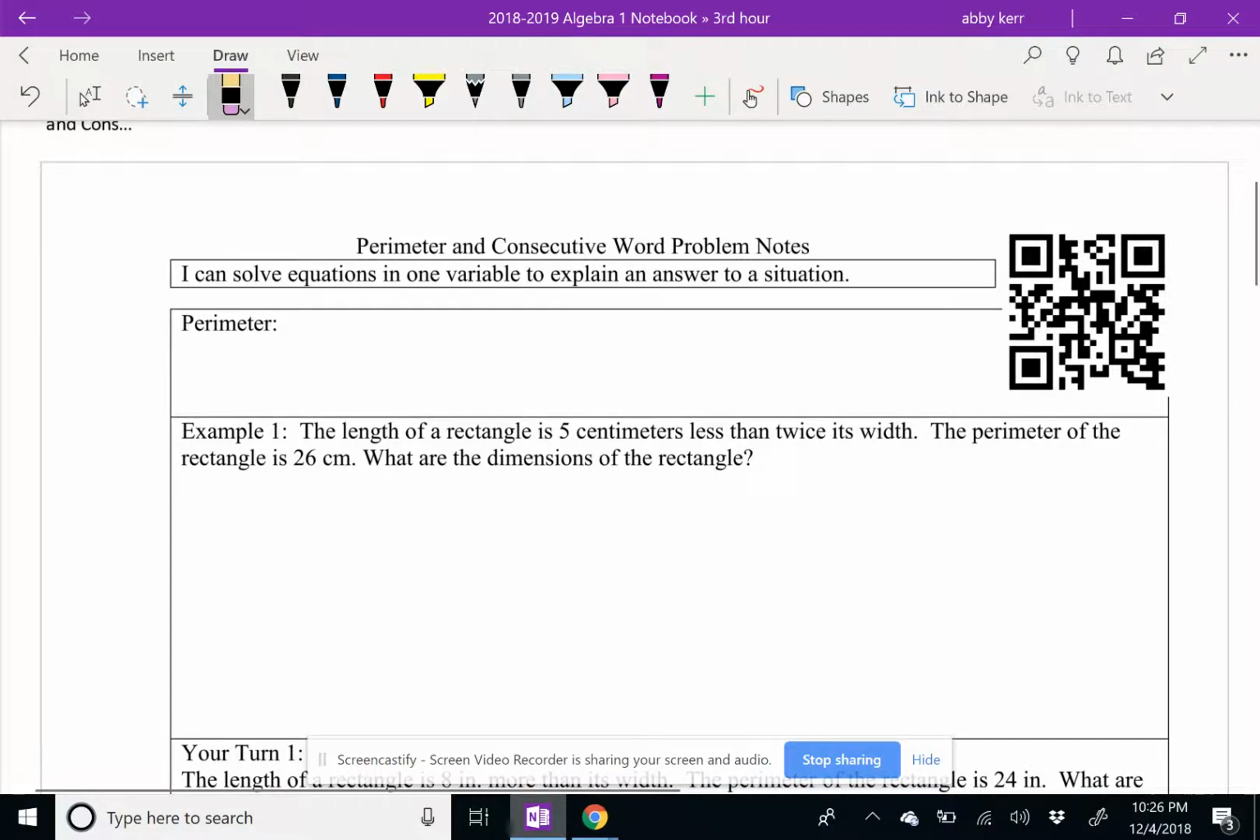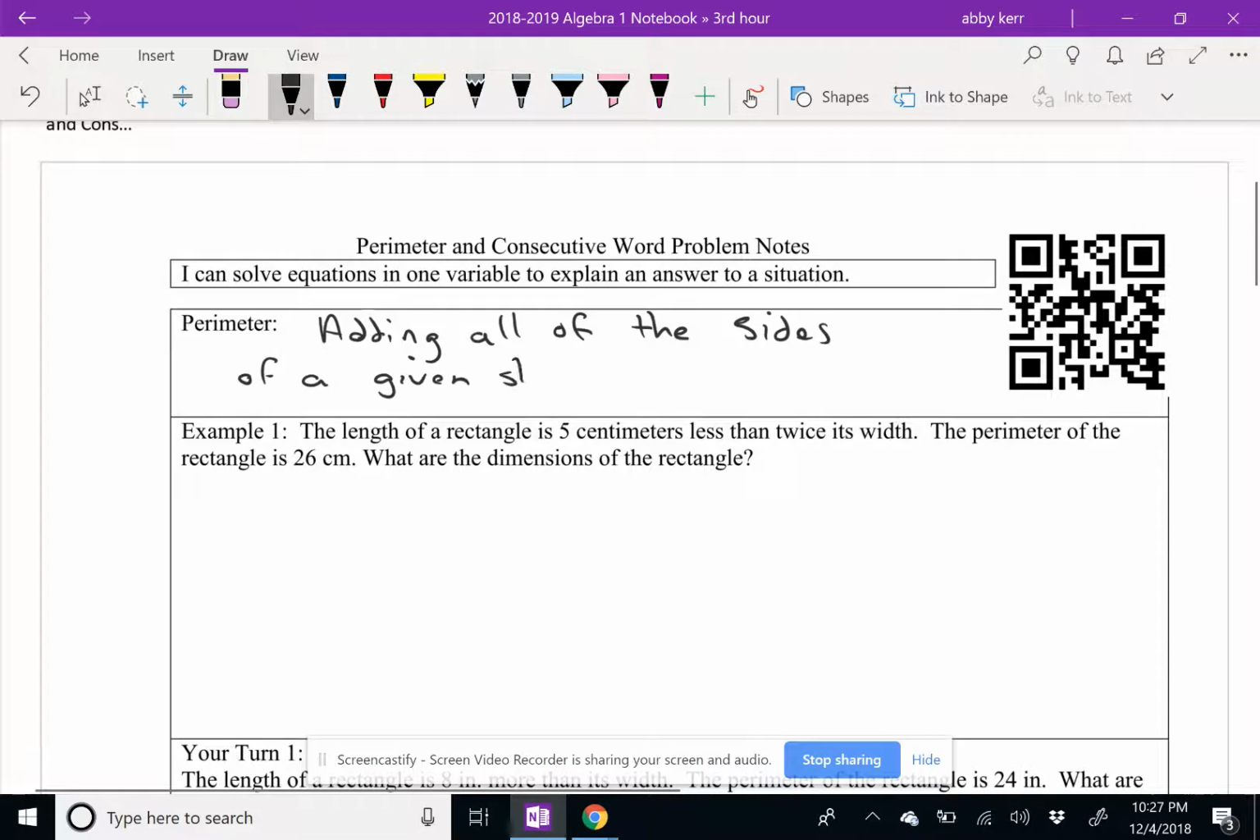In these notes, we're going to do two different types of word problems. The first one is perimeter, which means adding the outside of any shape. So, adding all of the sides of a given shape.